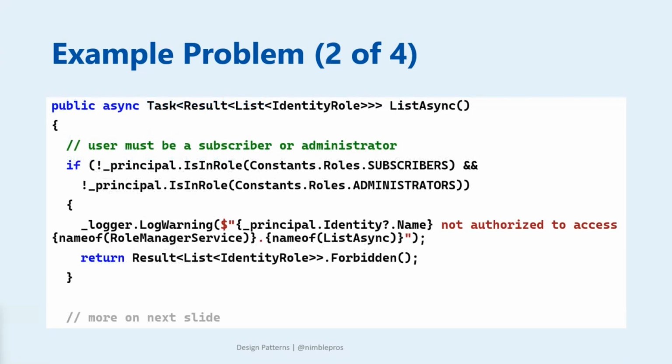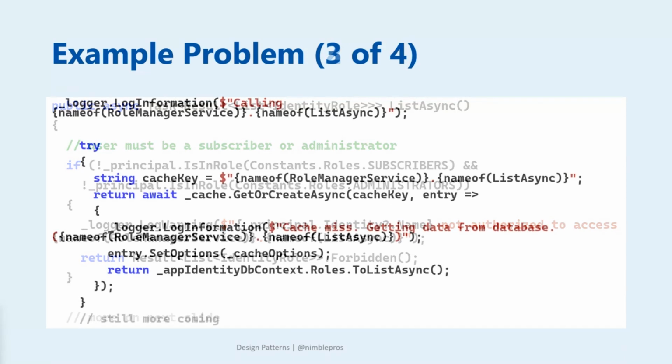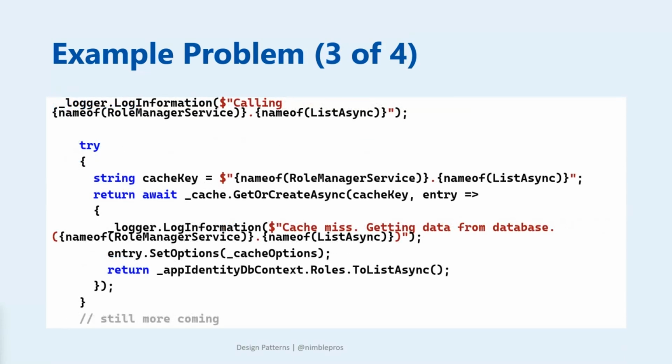So then inside of this list async method, it's going to do a check to make sure that you're allowed to do this. And then assuming that you're not, it's going to say, hey, you're not authorized to do this, and send back a forbidden result. And that's using my Ardalis.Result NuGet package, which we're not going to talk about that pattern here, but it's a great way to send back results without having to use exceptions. Okay. And then after that, it's going to do a little bit more logging. It's going to add a try catch to do some exception handling. And then we're going to do caching.